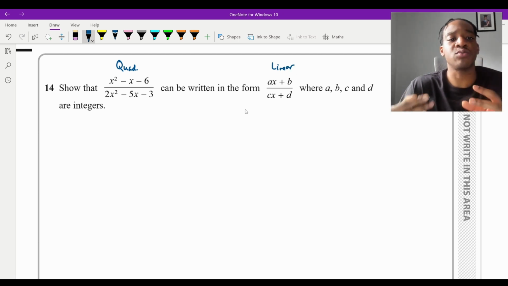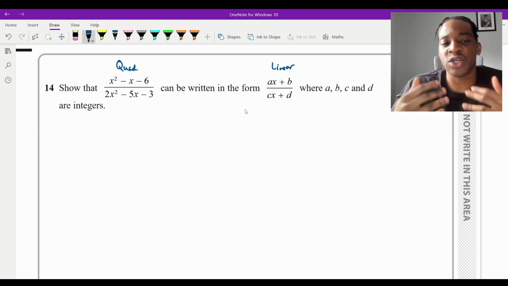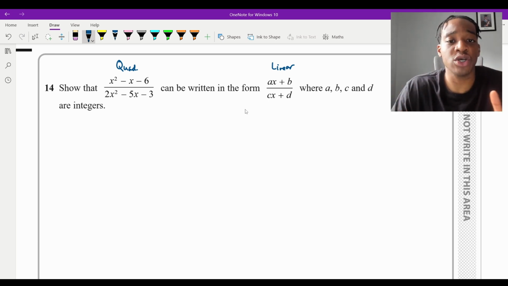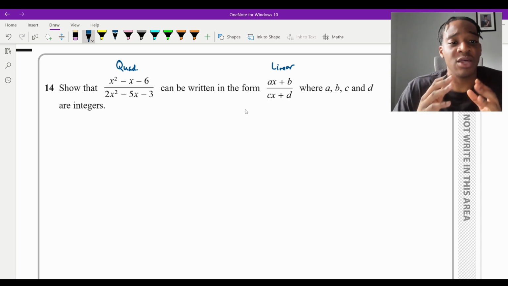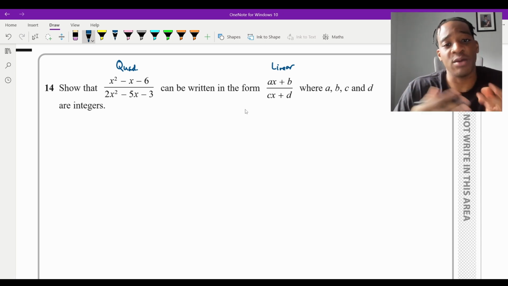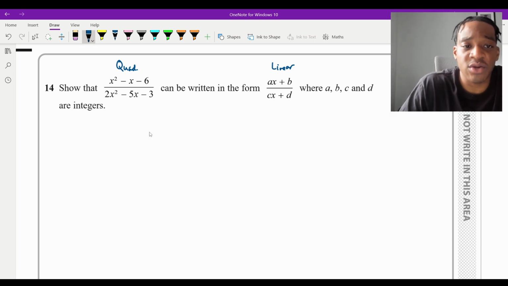Now, the only way that's possible is through simplification. So this is just a simplifying question, essentially. And how do you simplify algebraic fractions? You factorize, see what factors are common top and bottom, and then just cancel them out. So essentially, all we need to do is just factorize the top, factorize the bottom. There will be a common factor, we cancel them, and then we'll have our linear factors. So let's go ahead and do this.